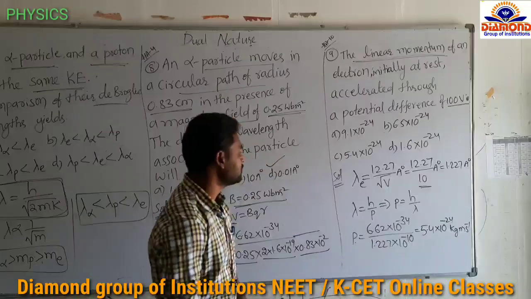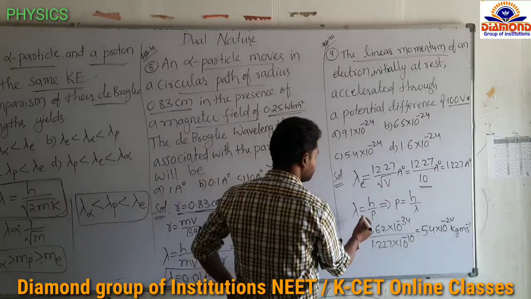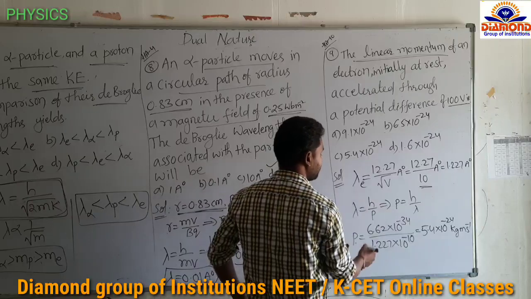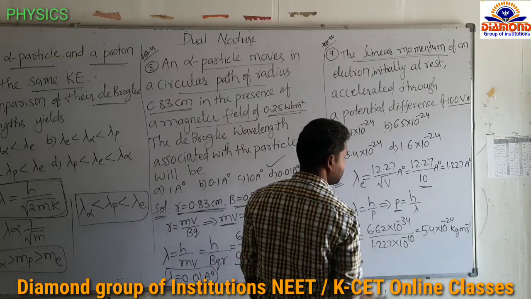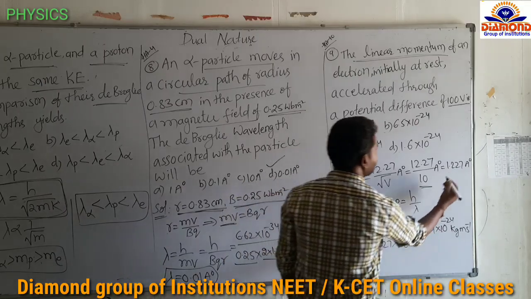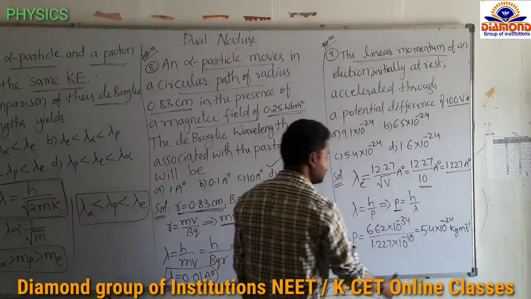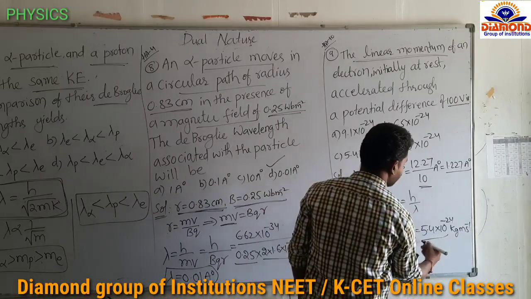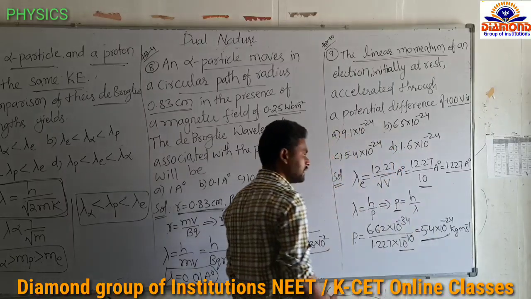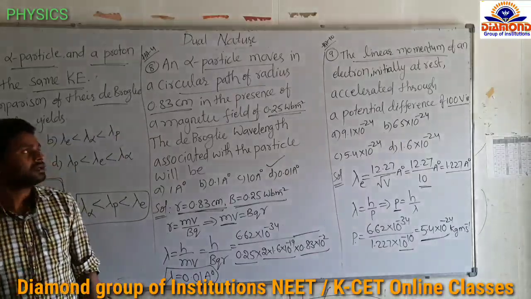So we got the de Broglie wavelength, but they are asking for the linear momentum. From the de Broglie wavelength formula lambda equals h by p, momentum equals h by lambda. The h value is 6.62 into 10 power minus 34. The lambda value we got is 1.227 angstrom. Angstrom is nothing but 10 power minus 10 meters. After simplification we get 5.4 into 10 power minus 24. The unit is kg meter per second. These are the problems. Practice seriously. Thank you.